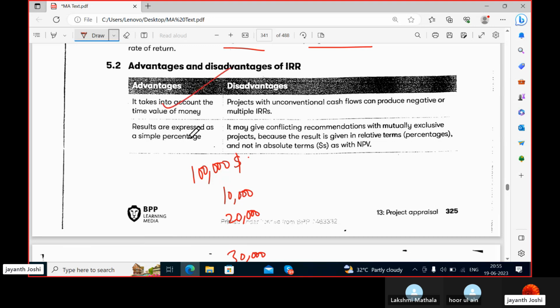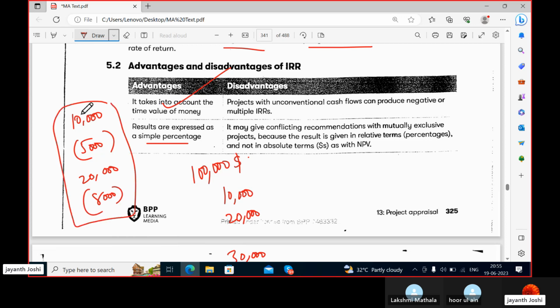It takes time value of money. Results are expressed as a simple percentage. Very good. But if you have unconventional cash flows, like 10,000 is a positive cash flow, 5,000 is a negative cash flow, 20,000 is a positive cash flow, 8,000 is a negative cash flow, in this case you can have multiple IRRs.